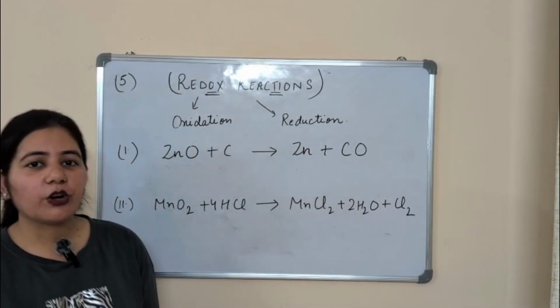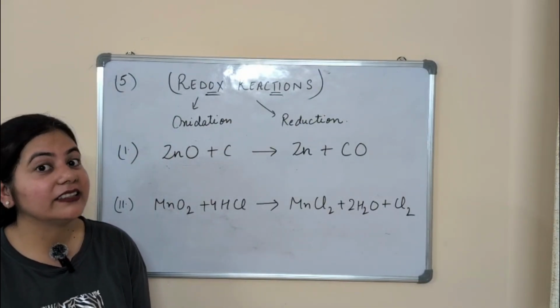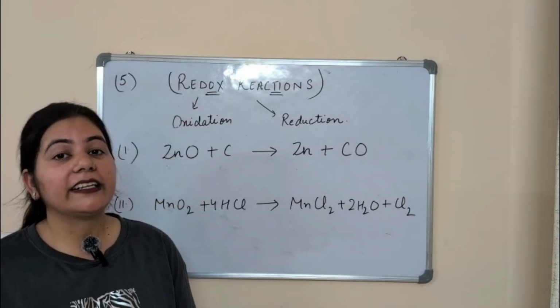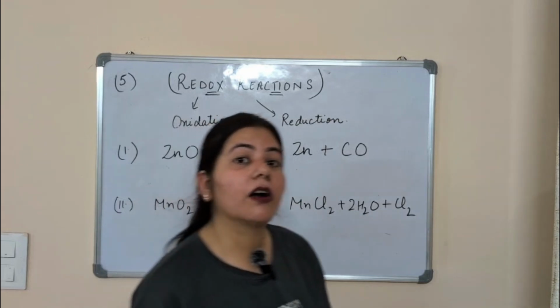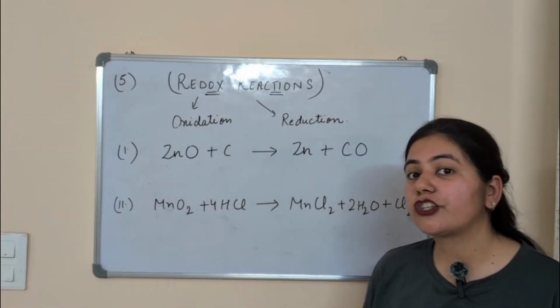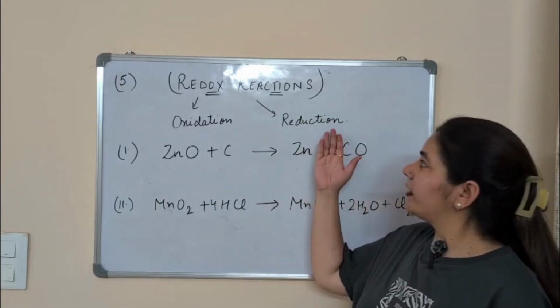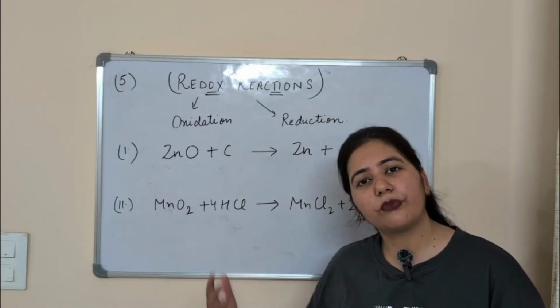So our today's topic of discussion is redox reactions. What are redox reactions? These are those reactions in which oxidation and reduction take place simultaneously. What is the meaning of oxidation? Oxidation is the addition of oxygen or removal of hydrogen. In a similar way, what is the meaning of reduction? Addition of hydrogen or removal of oxygen.